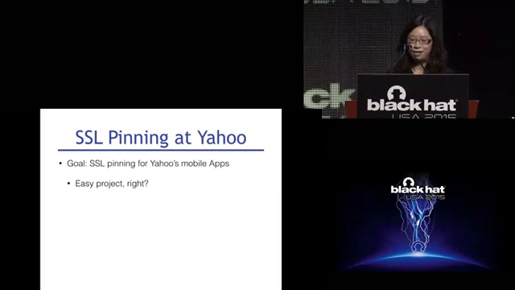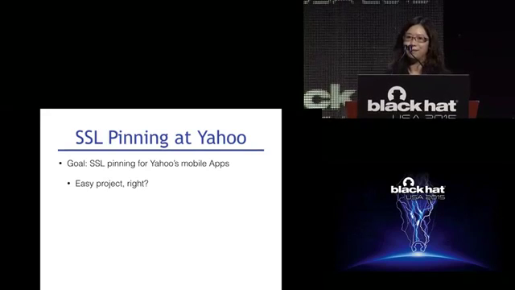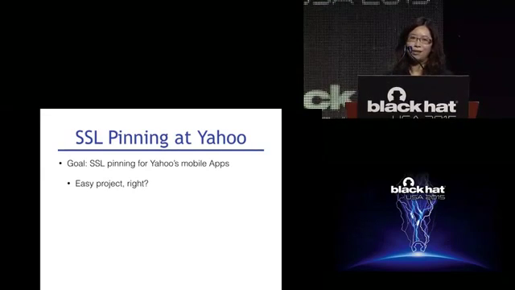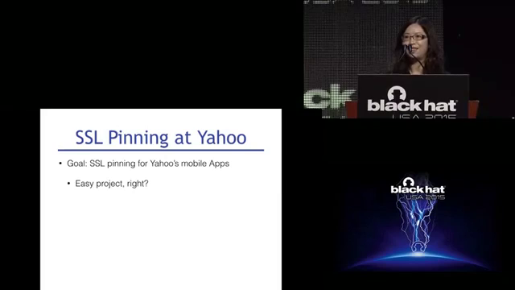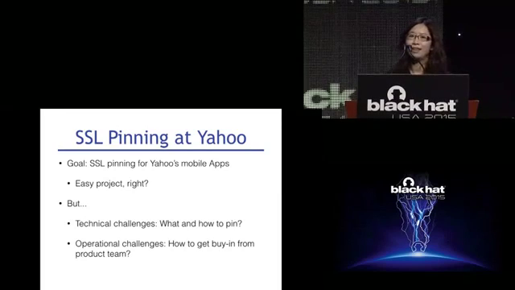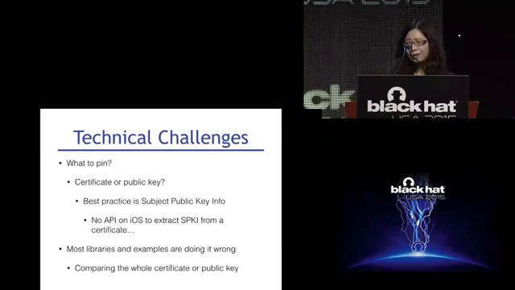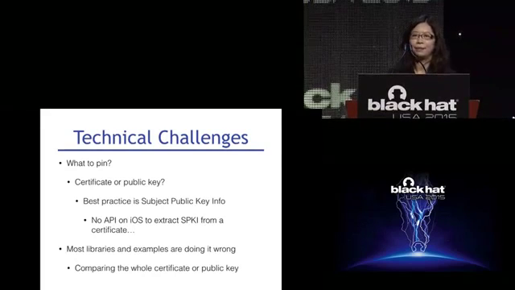And when I first started to do SSL pinning for Yahoo mobile apps, I thought it would be an easy, straightforward project. Maybe just add a few lines of code to check for the right certificate, and that's it. Or so I thought. Until I hit some technical challenges, as well as operational challenges, as we shall see. So first of all, what should we pin? Is it the certificate or the public key of the certificate?